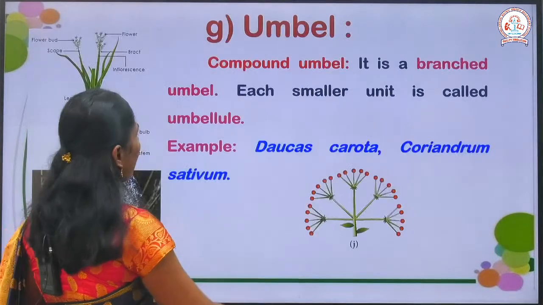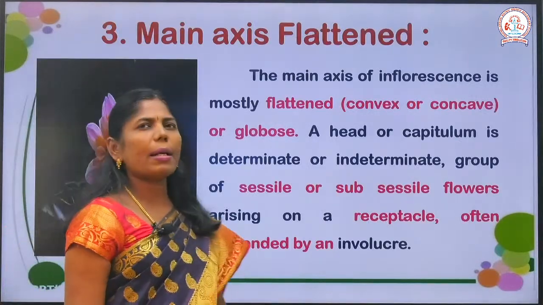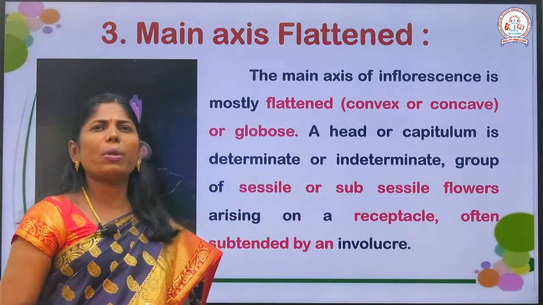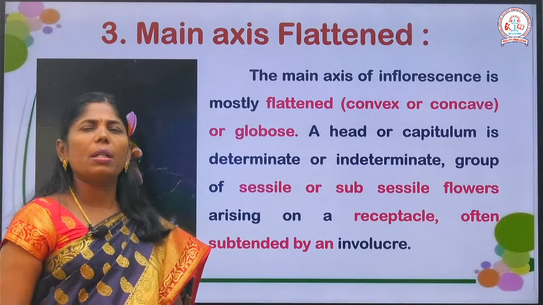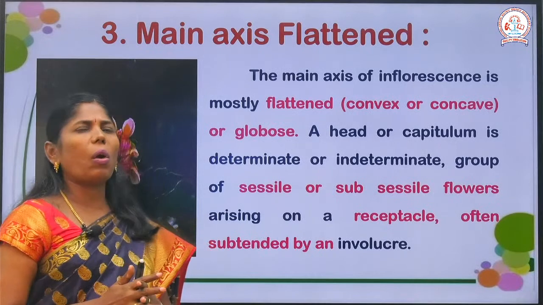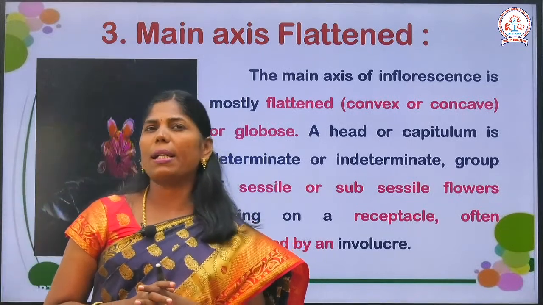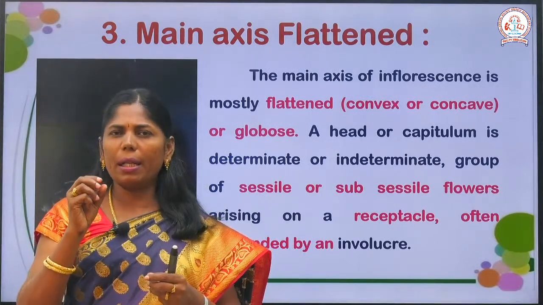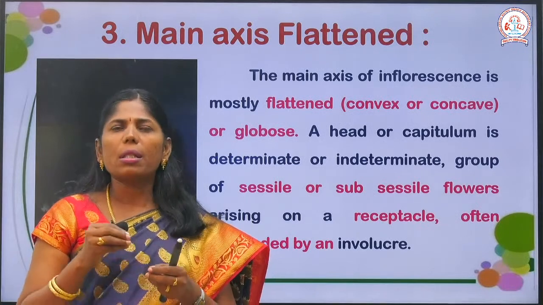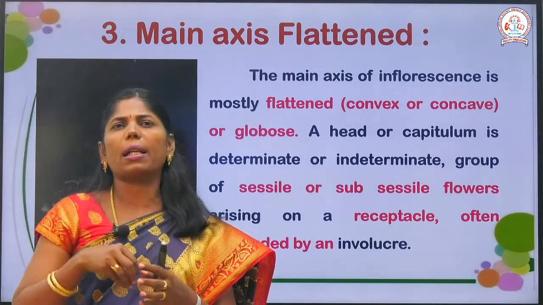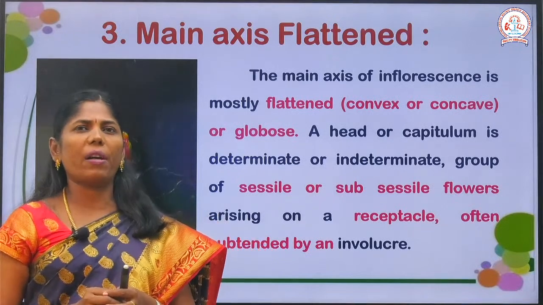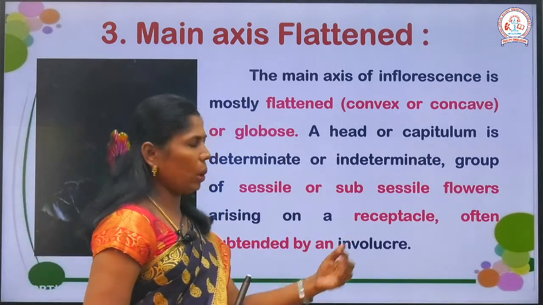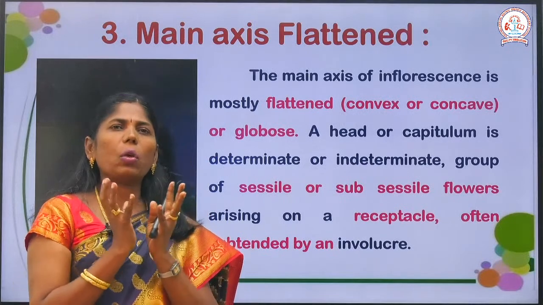So the next one is where the main axis is flattened. First we studied main axis elongated, next main axis shortened, and next the main axis flattened in nature, which may be convex or concave. Here all the flowers are sessile or subsessile, without pedicel, so we can easily see them attached to the stem. Sometimes we cannot see them as they are present inside the thalamus region. These subsessile flowers arise on the receptacle, often subtended by the involucre, which totally encloses them.